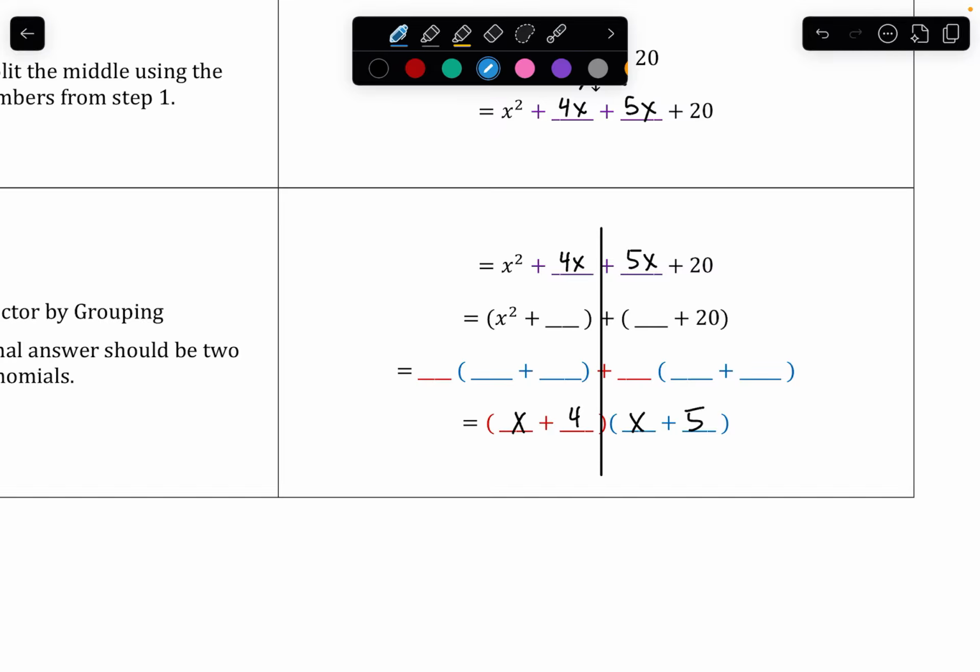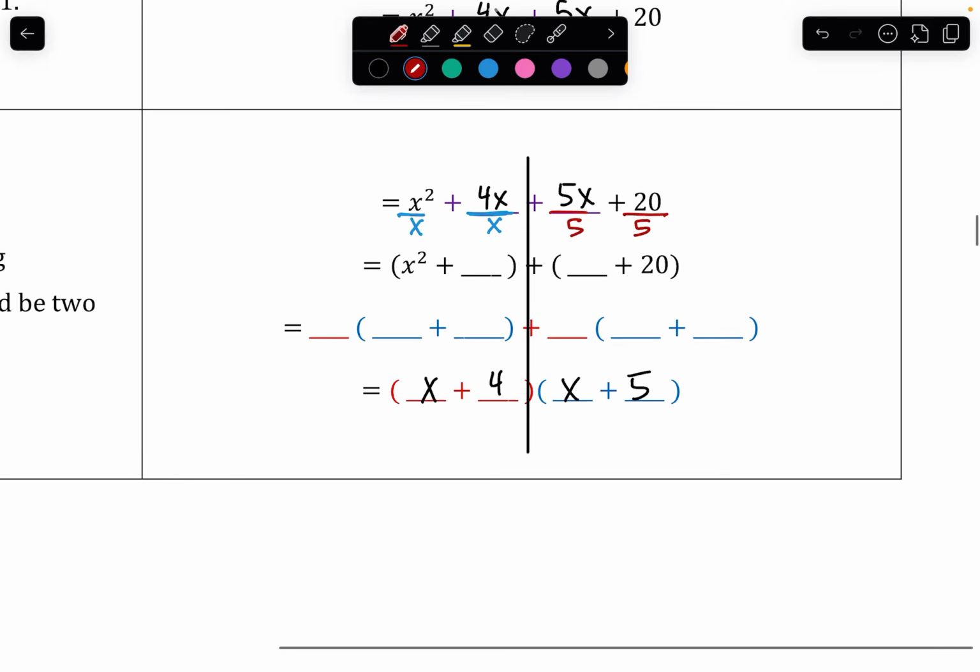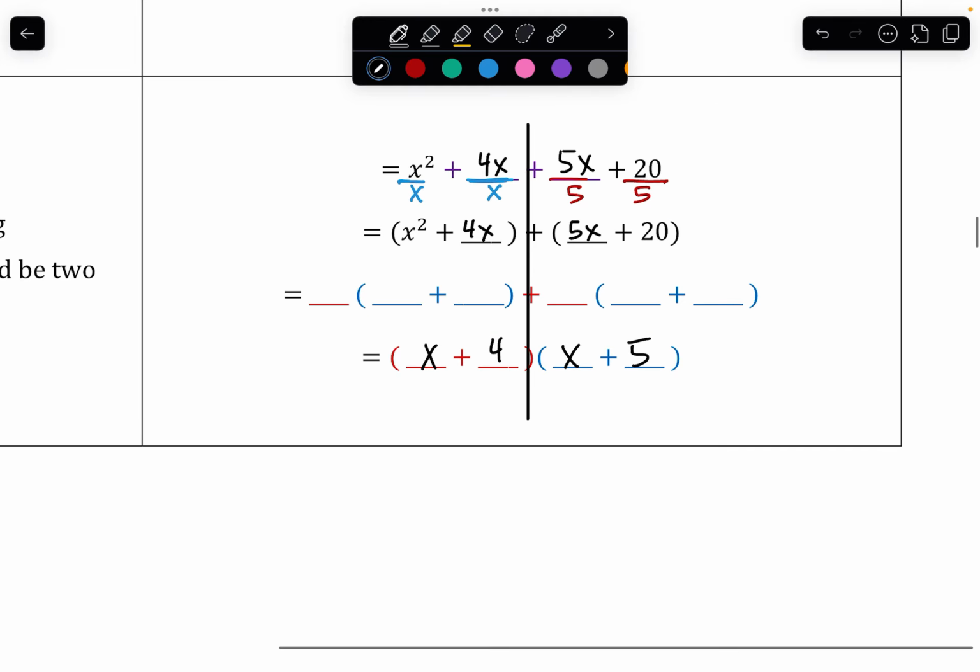And what you're going to do is you're going to look for a GCF out of each pair. So looking at my first pair, both of those can be divided by x. And then looking at my second pair, both of those can be divided by a 5. Okay, and so when we are factoring out this GCF, the GCF goes in front, so this x goes in front, and then what's left behind, just like when we were factoring the GCF, goes in the parentheses.